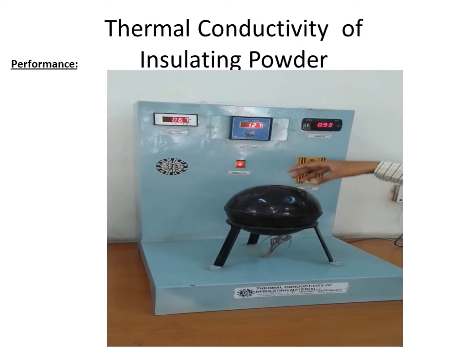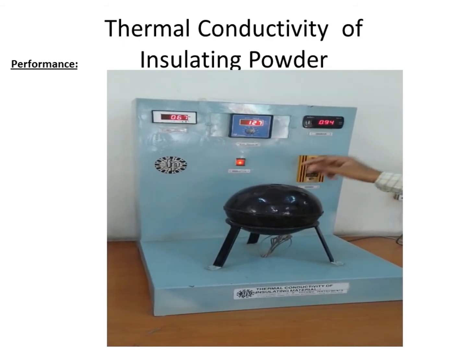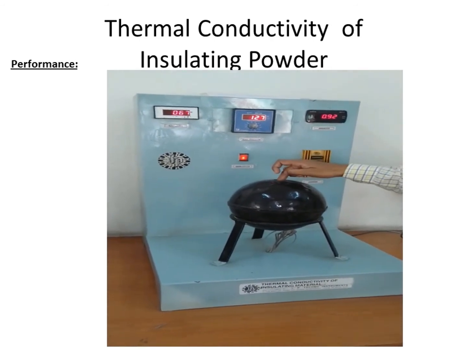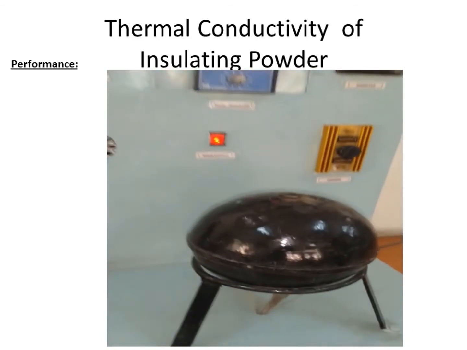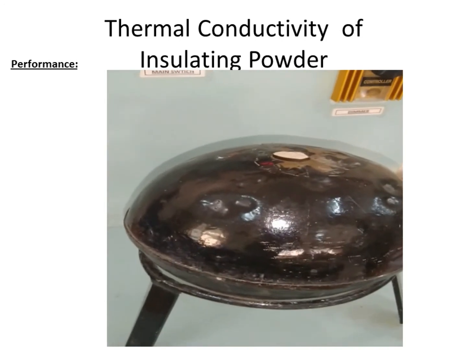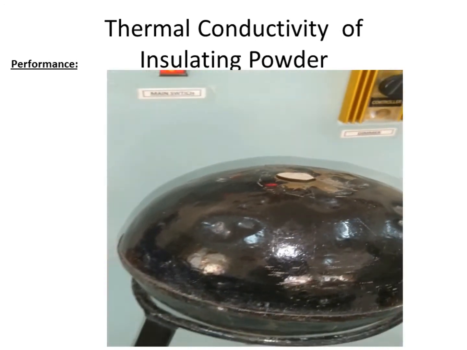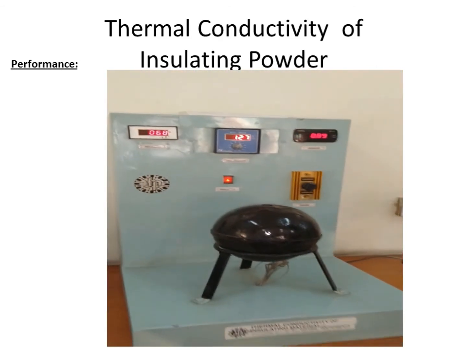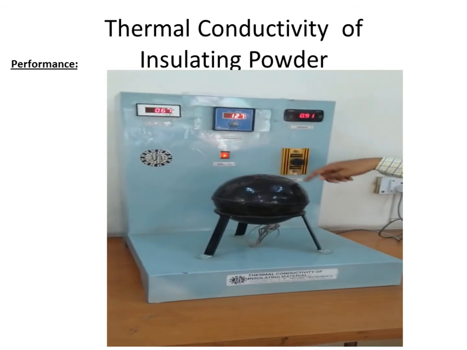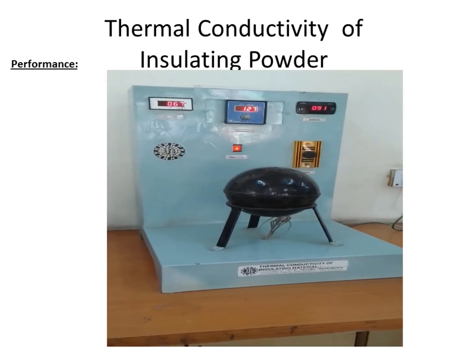In the inner sphere the heater is provided, and between the inner and outer sphere the fully packed asbestos powder is provided. You can see this asbestos powder inside this setup. So basically we take a powder form material in this particular experiment. There are 4 thermocouples mounted inside the inner sphere, and the remaining 6 thermocouples are mounted on the outer sphere.